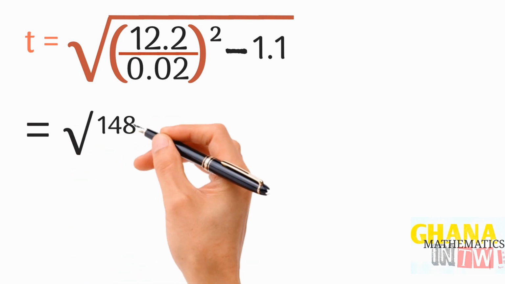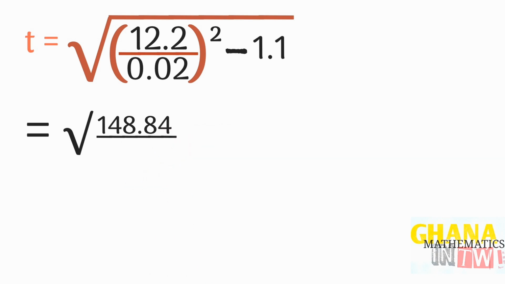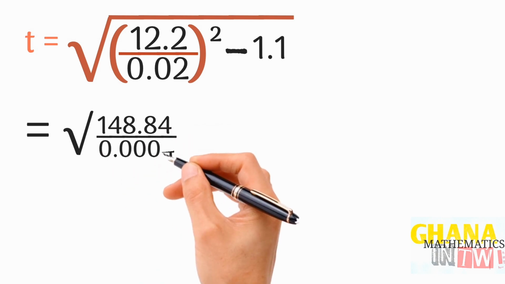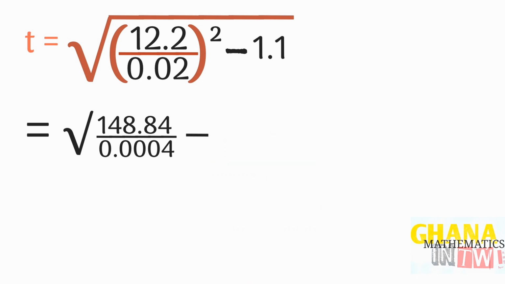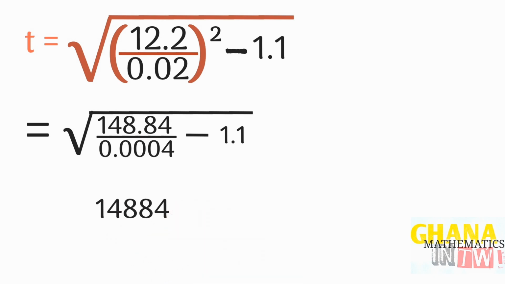We can square both sides and say that 12.2 squared is 148.84. So we are not squaring both sides anywhere. We are squaring only the fraction, and we are deducting 1.1 from the fraction. 148.84 is the same as 14,884 over 100, because we have two decimal places. That stands for the two zeros of the 100.